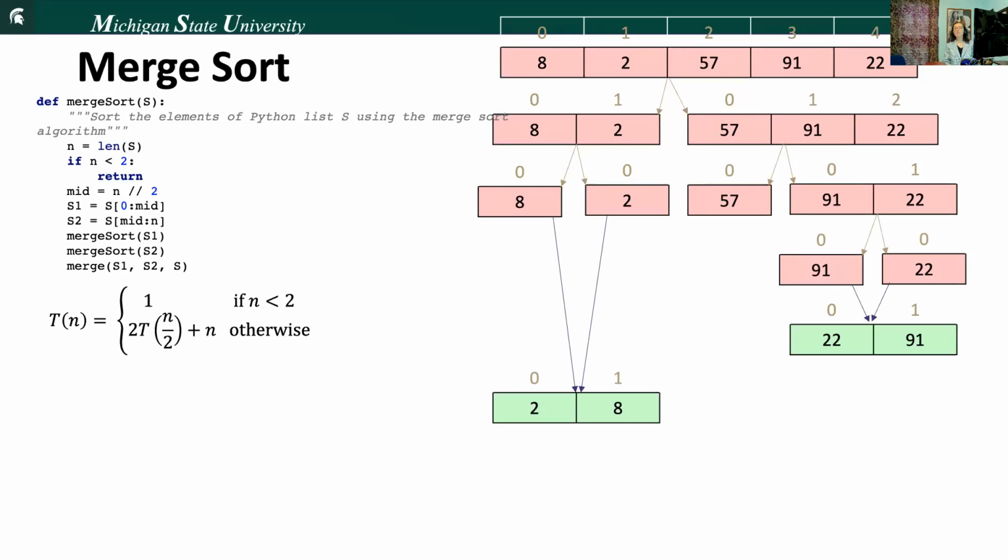Oh, 1 element. I hit the base case. 1 element is already sorted among itself. So I call merge with 8 and 2. I have to have 2 things in order to merge. I compare 8 and 2. I put 2 in the 0th index. I put 8 in the first index. That sublist is already sorted. I go back up. That's how the merge is going to happen.